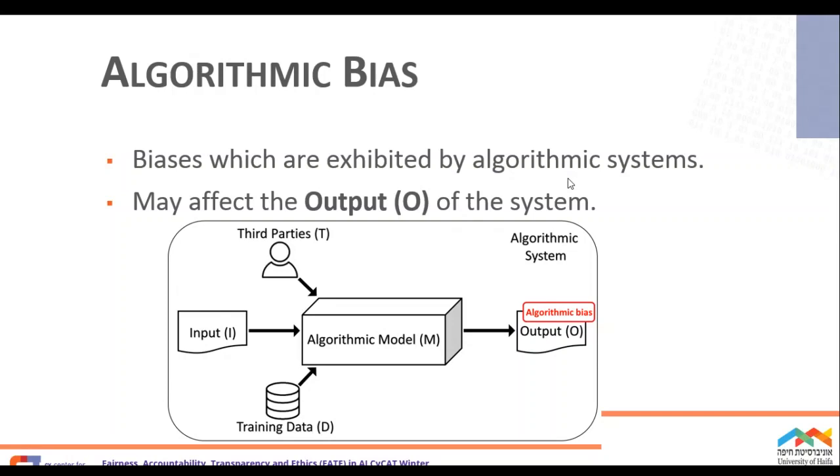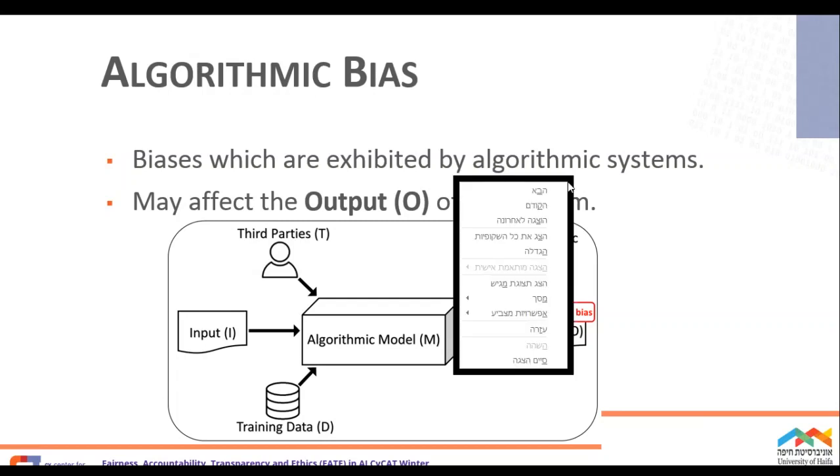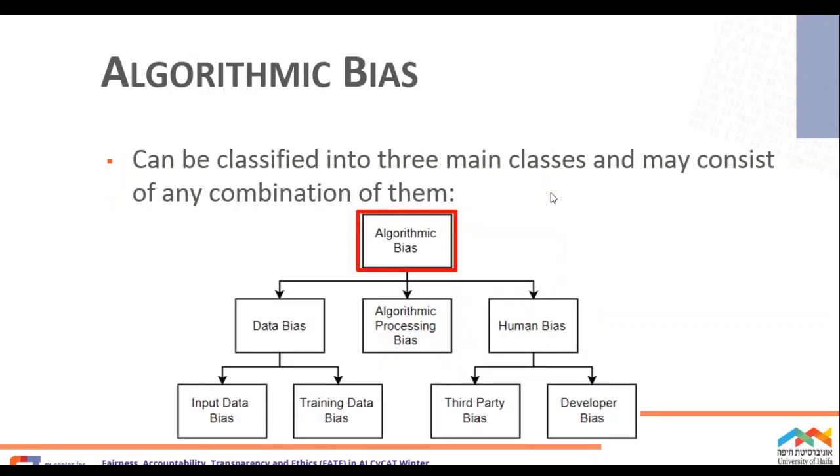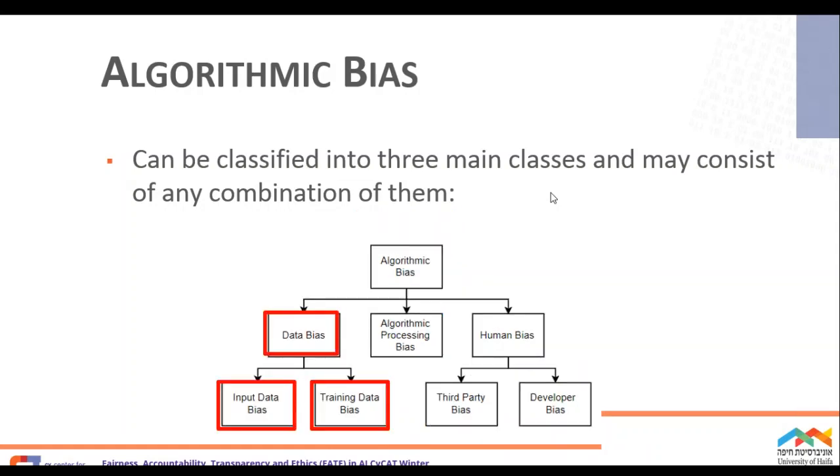So biases may be exhibited by algorithmic systems, and in general, they affect the output. Whatever happens, the results are reflected by the output, and we call it an algorithmic bias. When we discuss algorithmic bias, we try to split it into several categories so we can reason about, first of all, the biases and their characteristics, and later on, how to address them. We are looking at three different types. We are looking at bias which is a result of the data that the system has been trained on. We are looking at bias which is a result of the algorithm itself, and we are looking at bias which is the result of the humans that are involved in the process of the system.